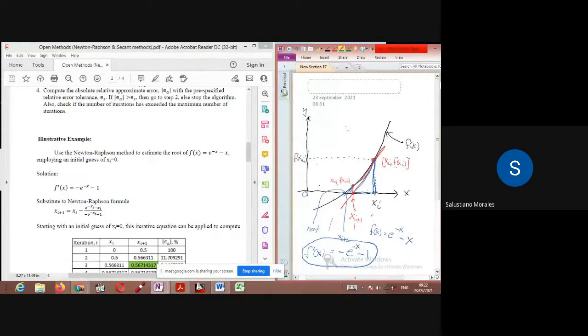we cannot use this method, the Newton-Raphson method. But the next method will answer that problem, the second method. So we will see later.